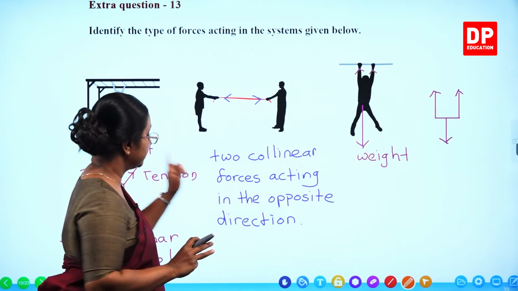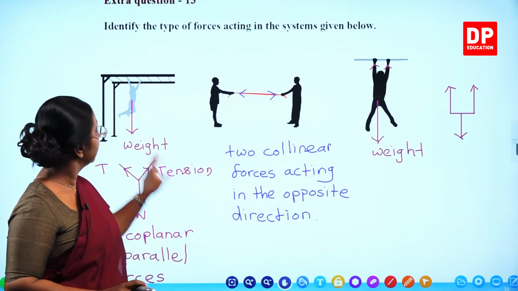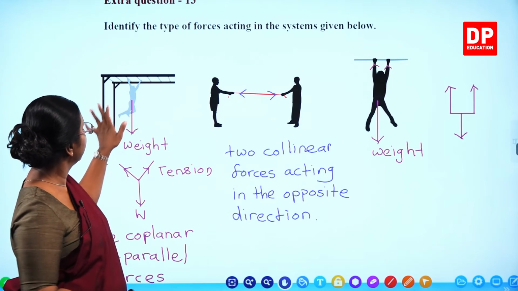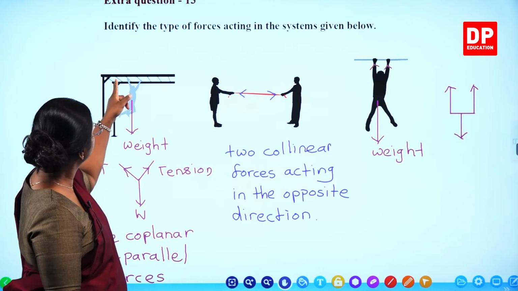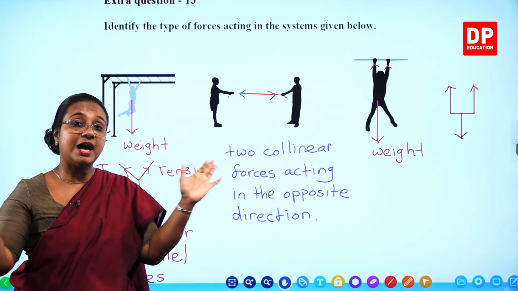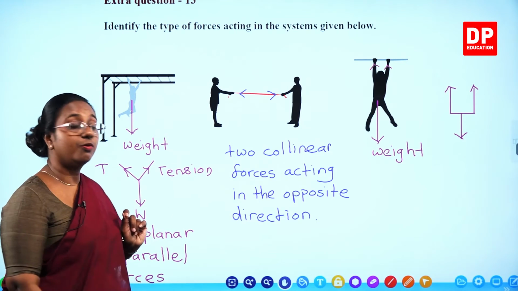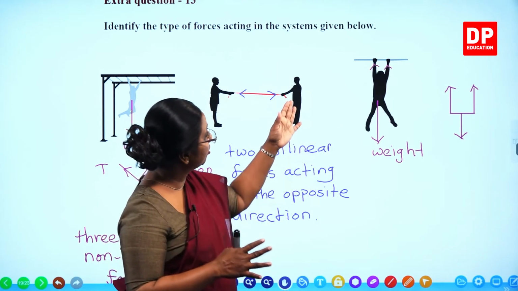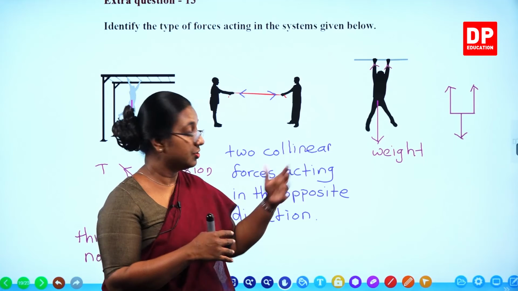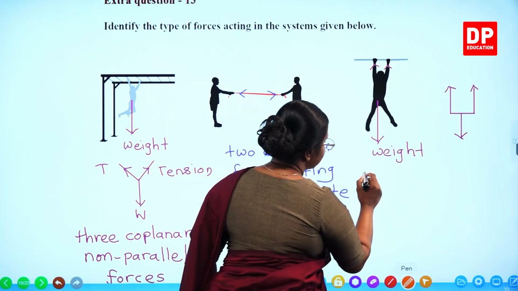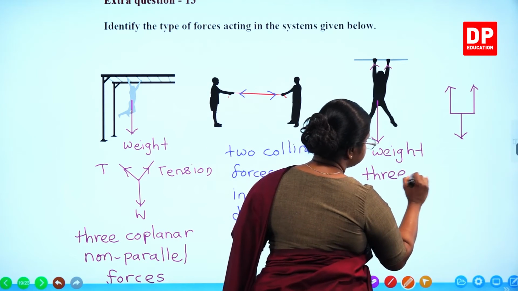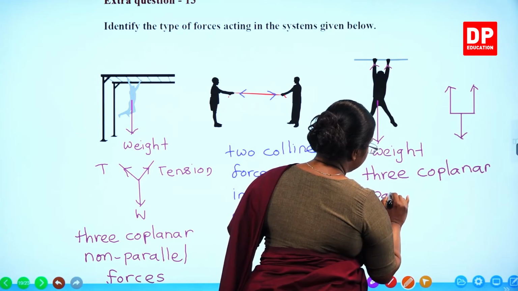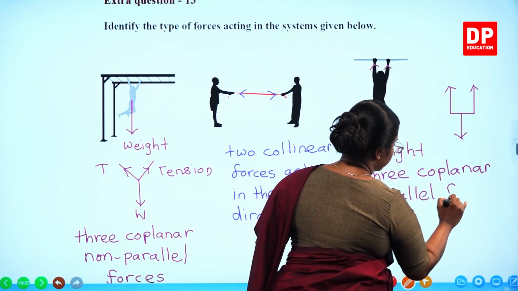So these two, the first instance and the third instance, they are somewhat similar. The same instance, both are two people doing exercise on the monkey bars, but here the hands of the person are at an angle. So those are three coplanar forces that are not parallel. But here the hands of the person or the boy, it's parallel. So because of that, it becomes three coplanar parallel forces.